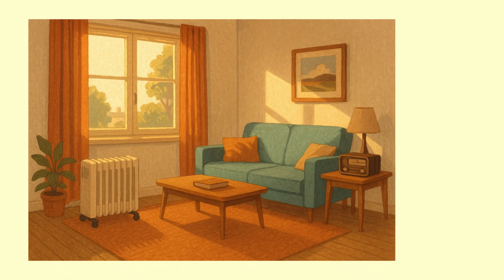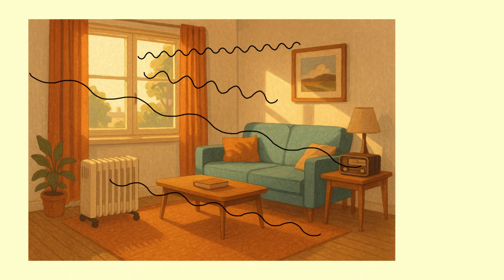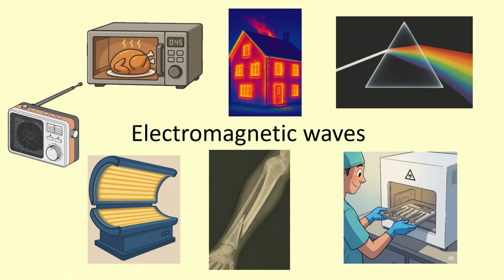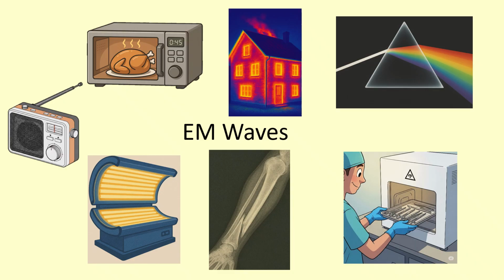Okay, so as you sit in your living room, there's lots of different waves going through you. For example, from the sun, from the appliances around your house, from the rock and the building itself. These waves are called electromagnetic waves, or EM waves for short, and they have many different uses. But let's look at what they actually are.